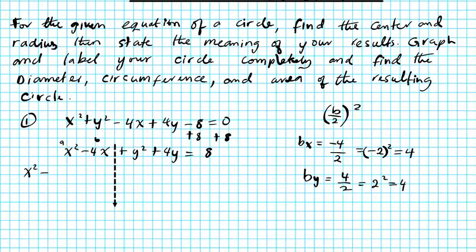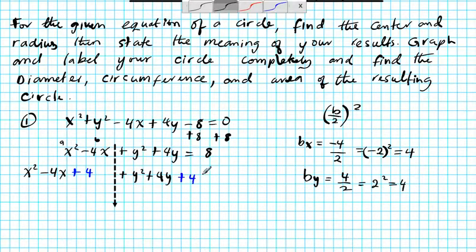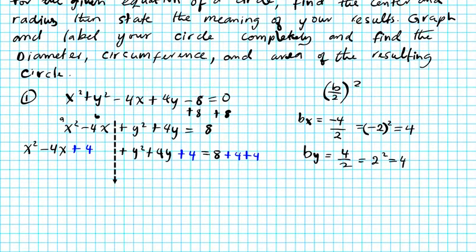I'm going to have x squared minus 4x plus 4. So this is a perfect square trinomial by design. And then plus y squared plus 4y plus 4 over here. Okay? And then on the right side of the equation, I need to insert these two to preserve equality. So I must add the 4 I added here, I have to add it here, and then the 4 over here, I have to add it here also. So with that in mind, we have an equation.